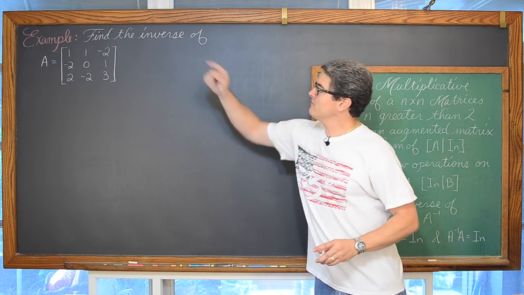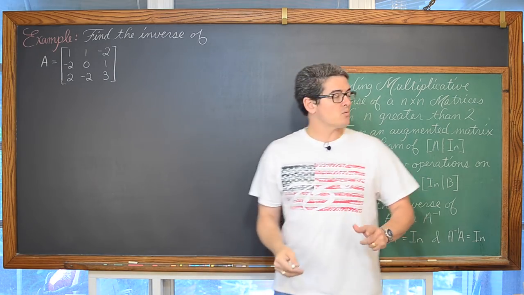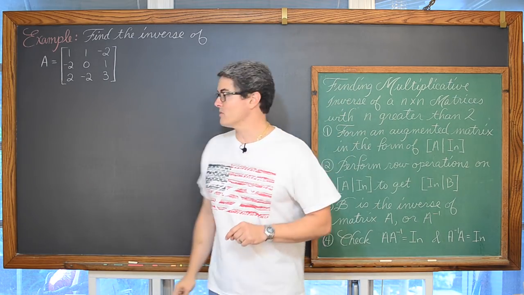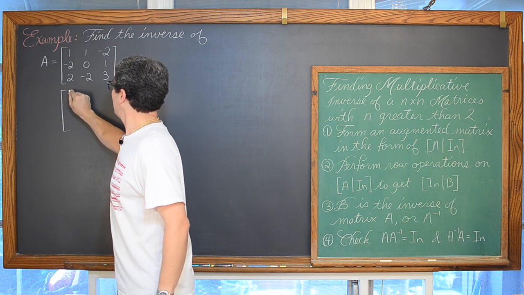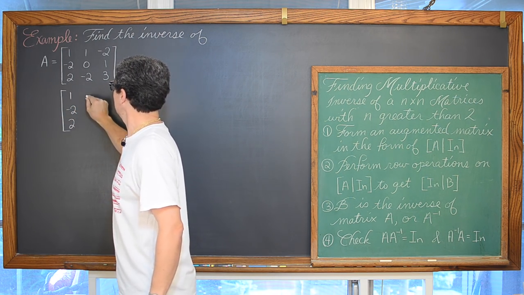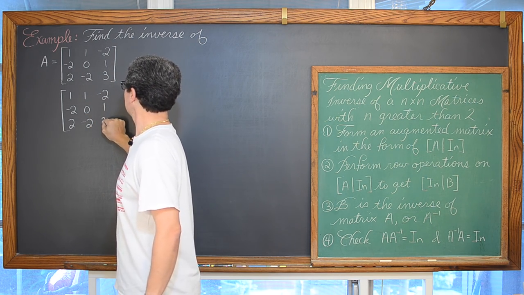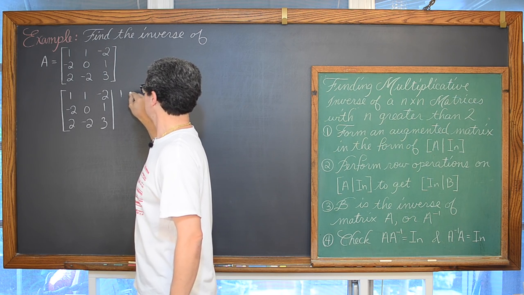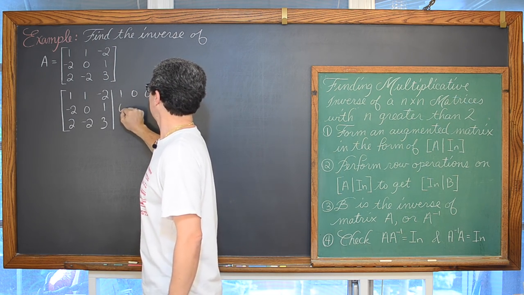So we're going to find the inverse of this matrix A, this 3x3 matrix. And we're first going to write that augmented matrix. So we're going to say that we've got 1, negative 2, 2, 1, 0, negative 2, negative 2, 1, and 3. Augment that with the identity matrix I sub 3 on the right-hand side.